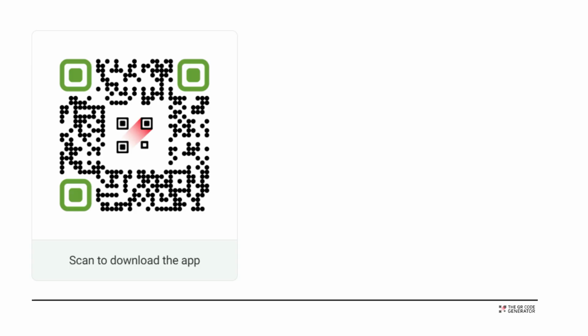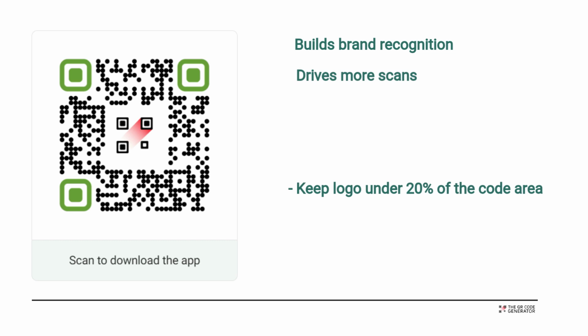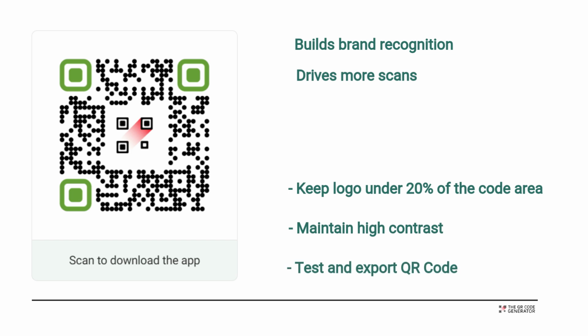So to recap, a QR code with your logo builds instant brand recognition and drives more scans. Keep your logo under 20% of the code area. Maintain high contrast in your color choices, test before you publish, and export in the right format for how you're using it. The QR code generator makes all of this straightforward, from upload to export, and the live scannability feedback means you'll never publish a broken code by accident.